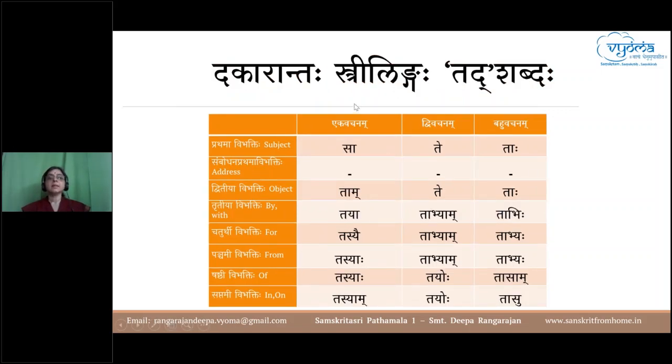Now the Strilinga Dakaranta Tad Shabda. Sa te taha, tam te taha, taya tabhyam tabhihi, tasyai tabhyam tabhyah, tasyaha tabhyam tabhyah, tasyaha tayoho tasam, tasyam tayoho tasu. This again is very similar to the Akaranta Strilinga Shabdas. Minor differences like Sitanam, Ramanam, but here it is Tasam and Sitayad, very similar to the general Akaranta Strilinga Shabdas.